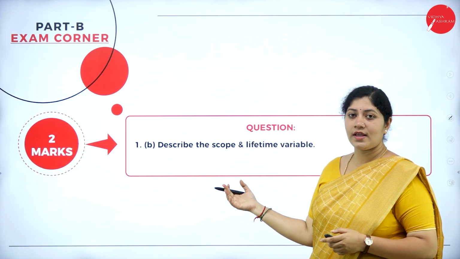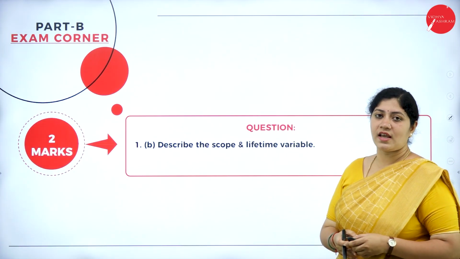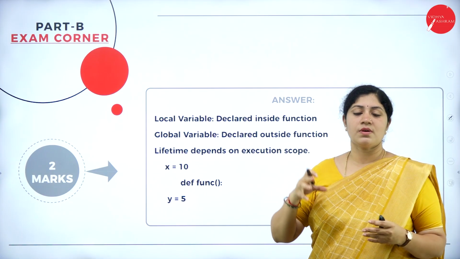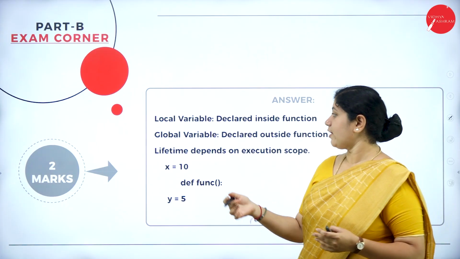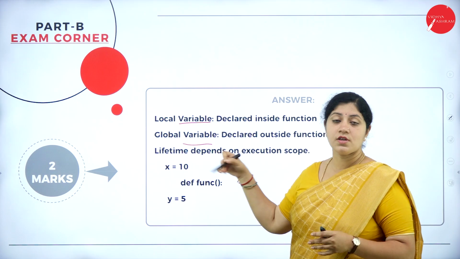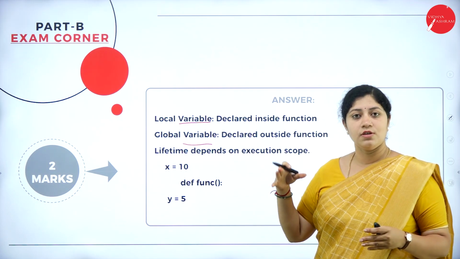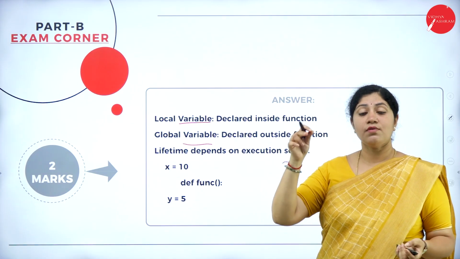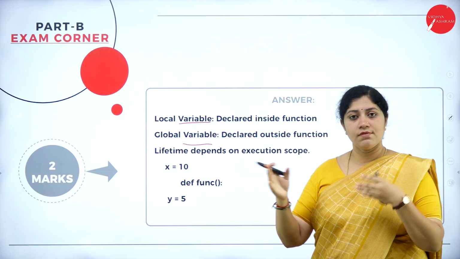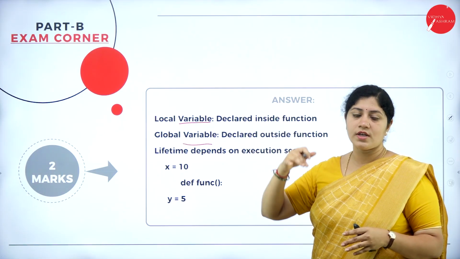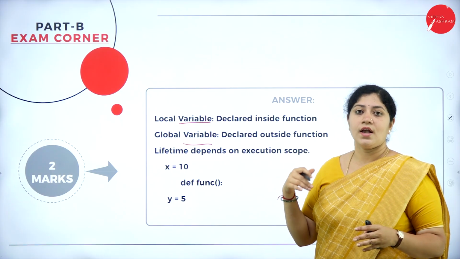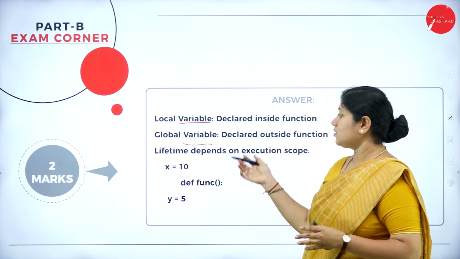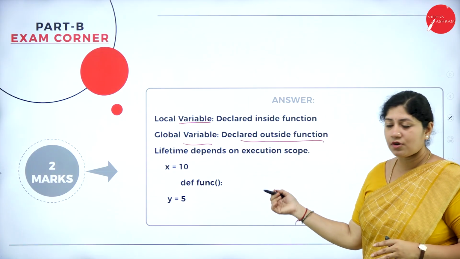All right, let's go with the next question, that is describe the scope and lifetime of variables. Variable, we know that it's a space where we store some information, and with respect to this variable we have types like local variables and global variables. Local variables are the variables that we use inside the program, but global variables are the variables that we define at the initial part of the program, and we will be calling them inside the program again and again instead of defining them multiple times. So that is the global variable, declared outside of the function.